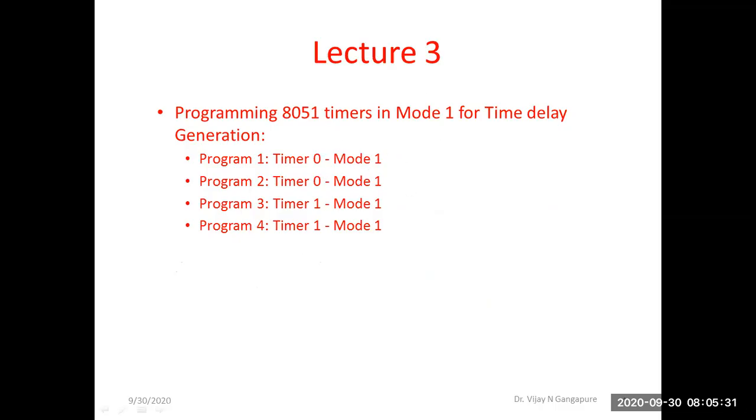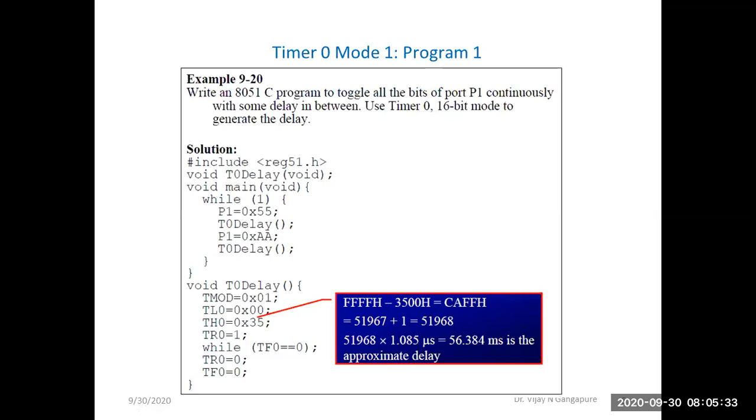So the first program, we are using timer 0 in mode 1. I will read the statement here: write an 8051 C program to toggle all the bits of port 1 continuously with some delay in between. Use timer 0 16-bit mode to generate the delay. So what we have to do? We have to toggle pins of port 1.